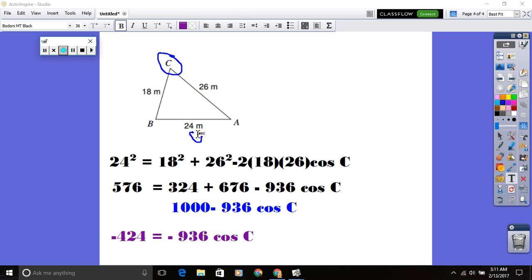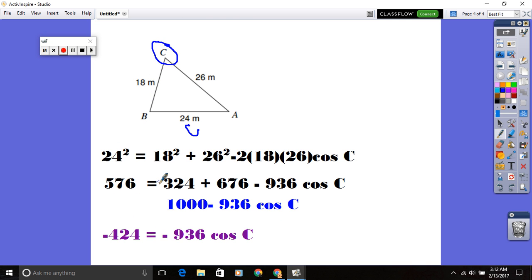Okay, since lowercase c was 24, I have 24 squared equals 18 squared plus 26 squared. Again, these first two numbers could be reversed. Minus 2 times 18 times 26 times the cosine of c. This is one where you can't go directly to your calculator. We have to first simplify. So 24 squared is 576. 18 squared is 324. 26 squared is 676. And 2 times 18 times 26 is minus 936 cosine C.